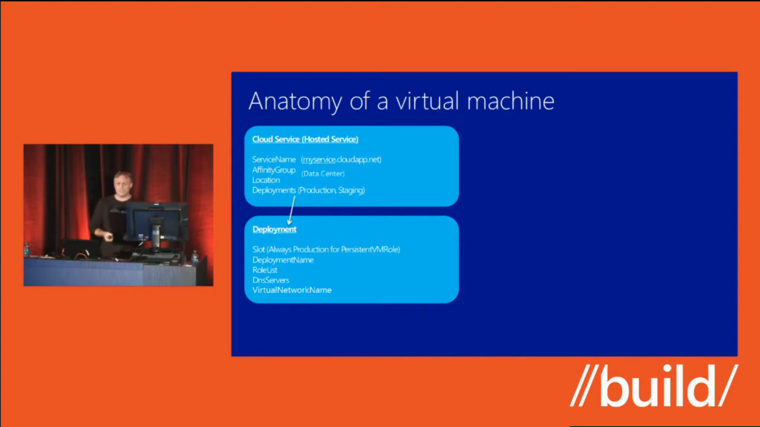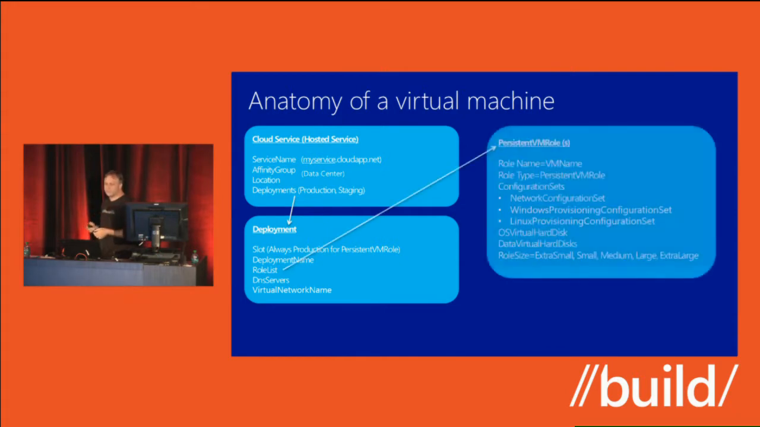So the deployment is the next entity down that you'll need to know about if you want to do automation with PowerShell or the service management API. So the deployment for VMs at least is always going to be the production slot. It'll have a deployment name, which is really just a tag that you can specify whatever you want and use for your reporting if you want. It has a role list. A role list is a collection of all the virtual machines within the deployment.